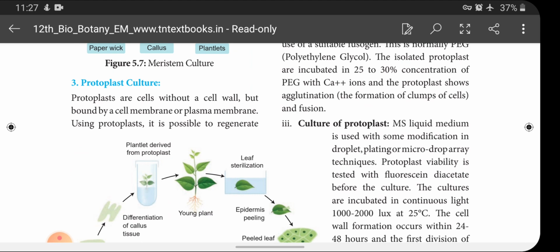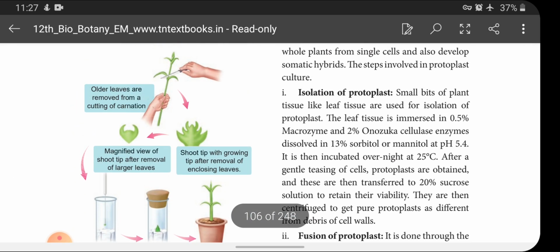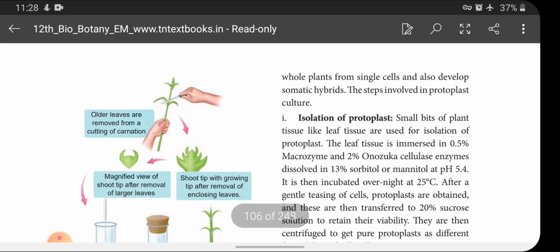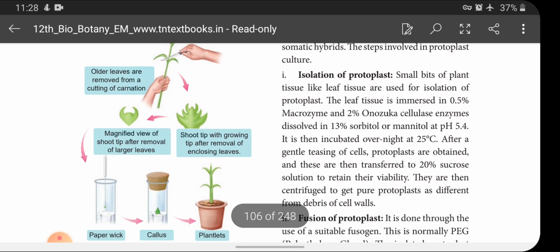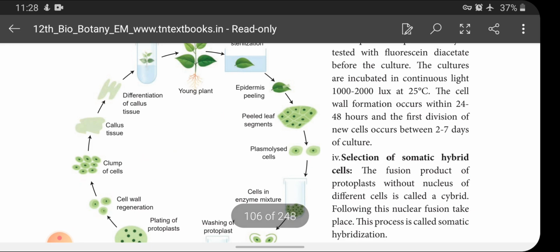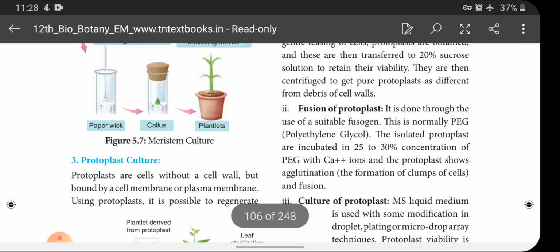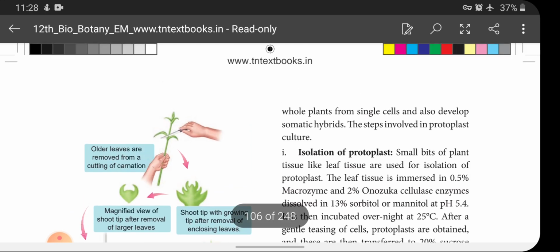Using protoplast it is possible to regenerate whole plants from a single cell and also develop somatic hybrids. The steps involved in protoplast culture are isolation of protoplast, fusion of protoplast, culture of protoplast, selection of somatic hybrid cells. These are the steps involved in culture of protoplast, okay, right.